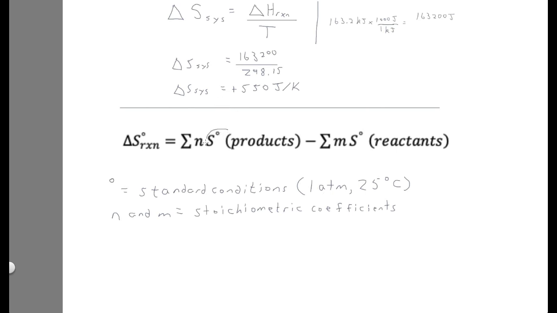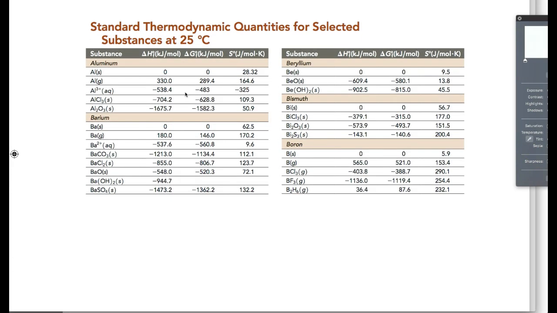Now, where are you going to get these numbers from? Where will you find the entropies of the products, and where will you find the entropies of the reactants? Well, those are going to come from a table. So let's look at the table. The next page is standard thermodynamic quantities. So notice there's a whole bunch of different substances in the table.